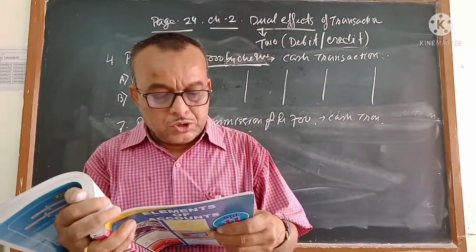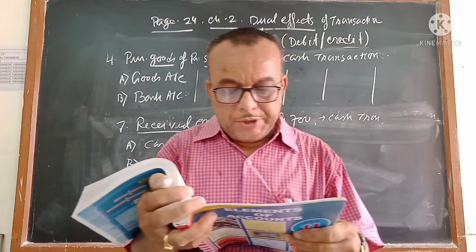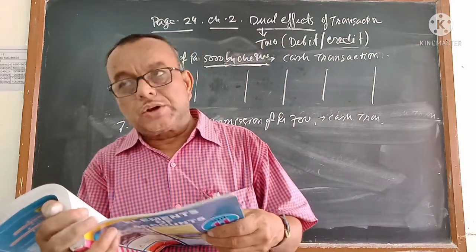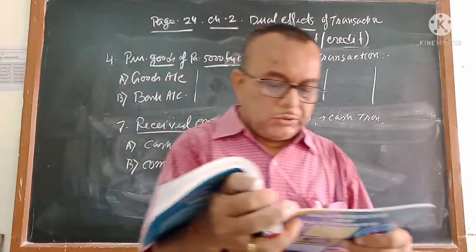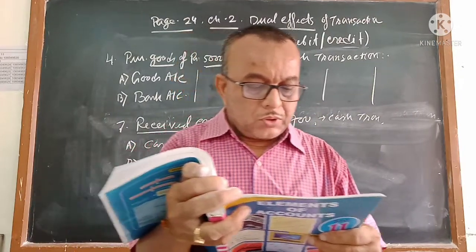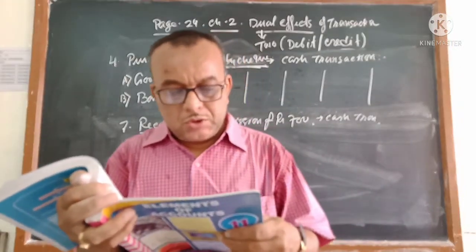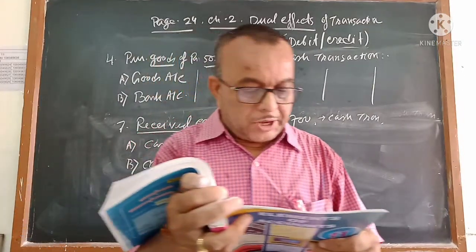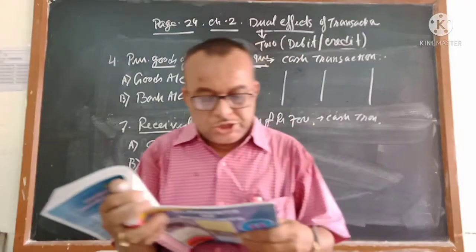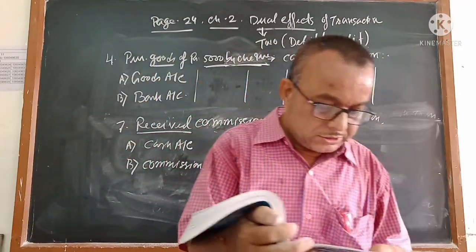Number 12, goods of rupees 6000 sold and payment is received by check. It is also a cash transaction. One is goods account and the other is bank account. Rent received by check, one is rent account and the other is bank account, cash transaction.